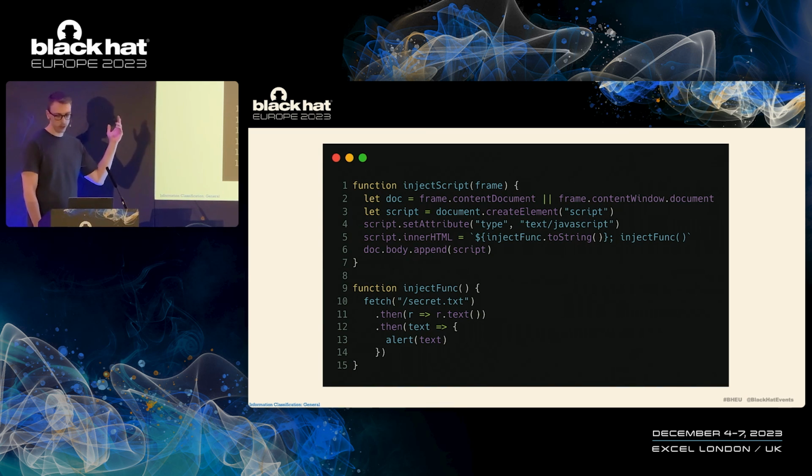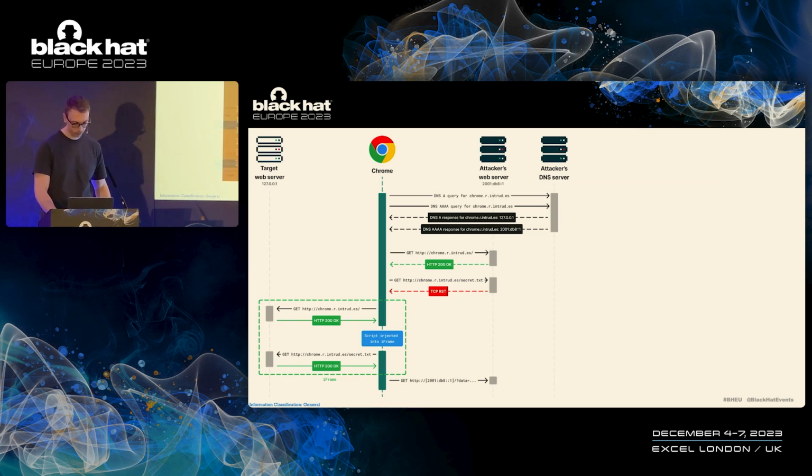We have this inject script function starting on line 1. It gets the document of the iframe, it creates a new script tag, and it puts that script into the iframe. Now, the content of that script is this inject func, so that it will get called whenever this script's injected into the iframe. And that inject func fetches our secret file, it converts the response to text, and in this case, it just shows it in an alert box. You can just post it back off to your server or exfiltrate it however you want. It's in a JavaScript variable.